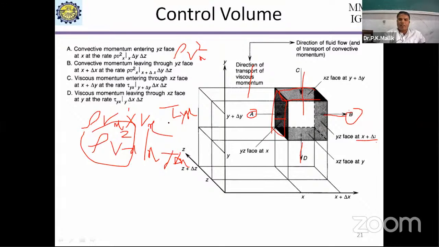Okay. So similarly, we can write this one as viscous momentum entering through the plane where this is the point. That means this is y plus delta y. And another one, viscous momentum leaves at the position, tau yx at y. So this delta x delta y is the area here. This delta x delta z is the area. So similarly here, delta y delta z is the area of the control volume.